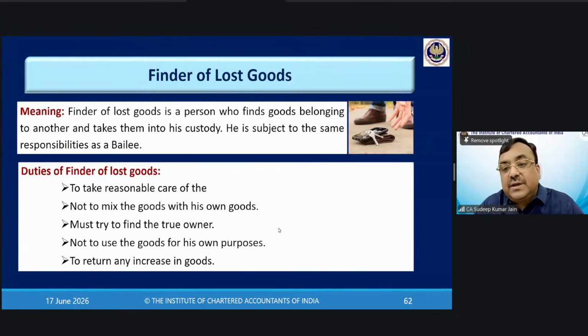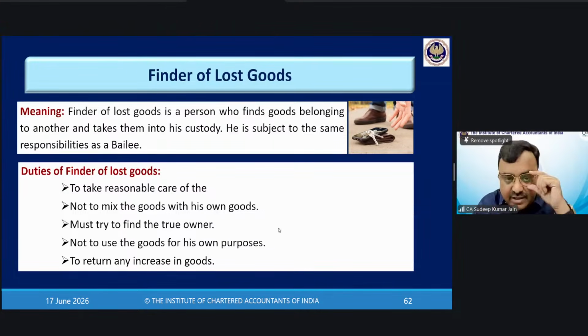Finder of lost goods. एक क्वेरी और रह गई अक्षित गुप्ता जी की. Right to decide, court to title goods का मीनिंग क्या है? कि कोर्ट डिसाइड करेगा कौन ओनर है. टाइटल का मतलब ओनरशिप. Now come to the finder of lost goods. Meaning, finder of lost goods means you find something. So a finder of lost goods is a person who finds belongings of another and takes them into his custody. He is subject to the same responsibility as that of a bailee. It means the same duties as that of a bailee.